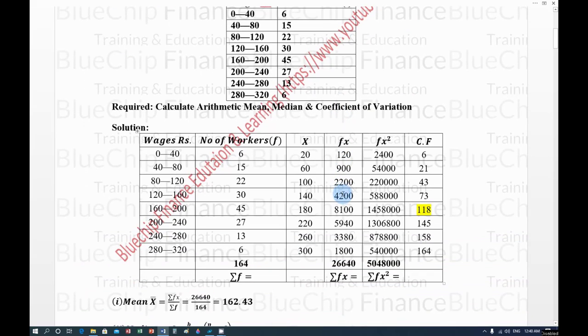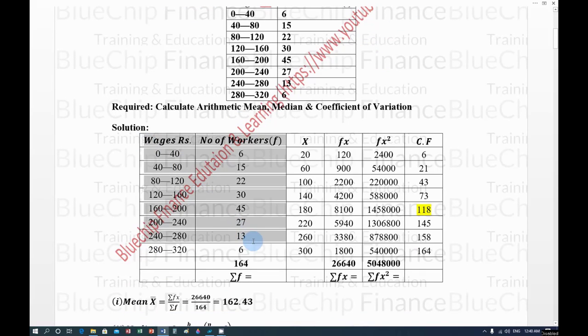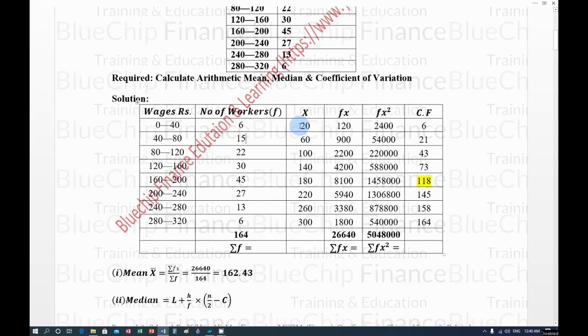First of all, place the data of the question in these two columns, and the first thing required to calculate arithmetic mean is the class mark, which is x. There is no need to take class boundaries here because, as you are observing, the upper limit of the first class and the lower limit of the second class and so on are all equal, so there is no need to calculate class boundaries.